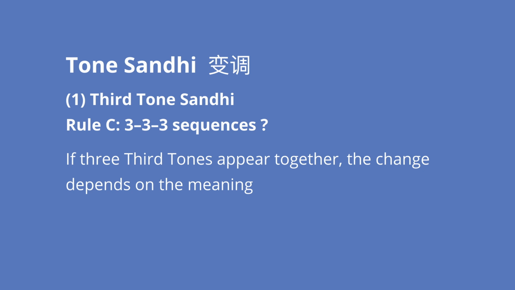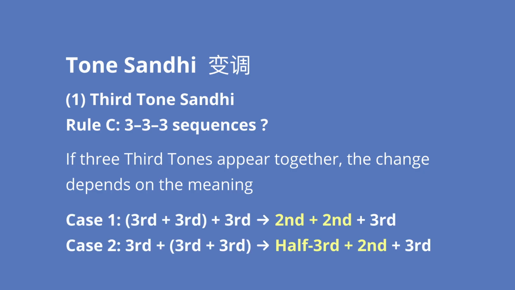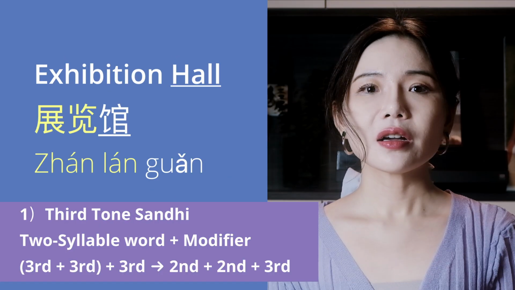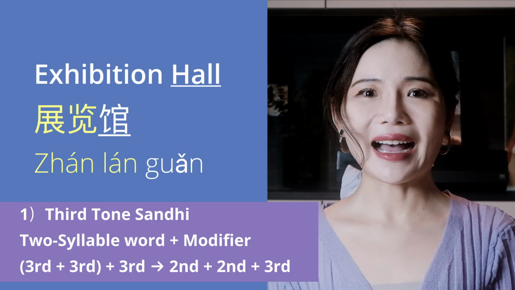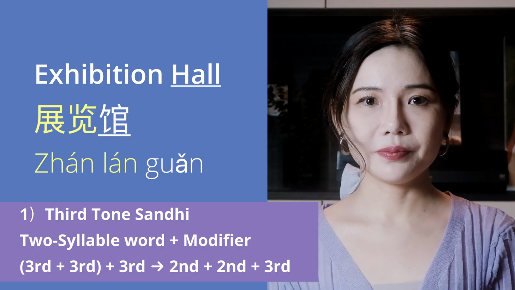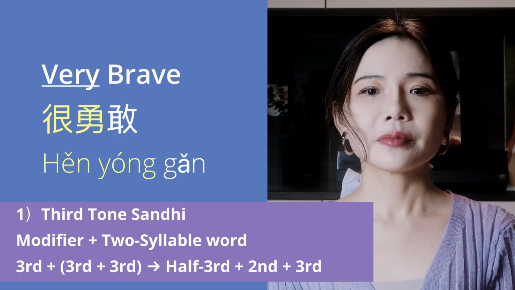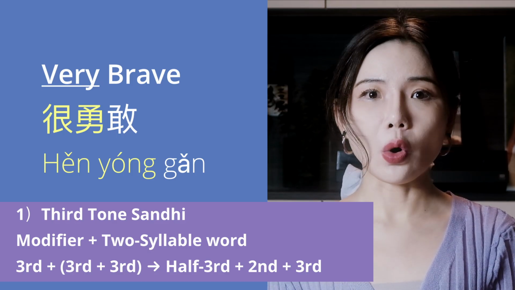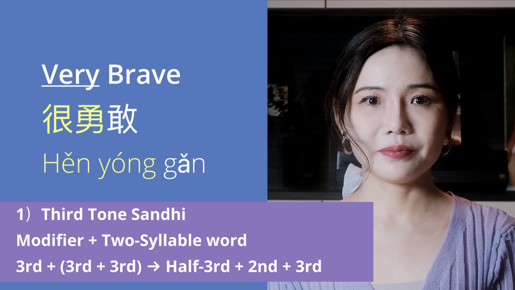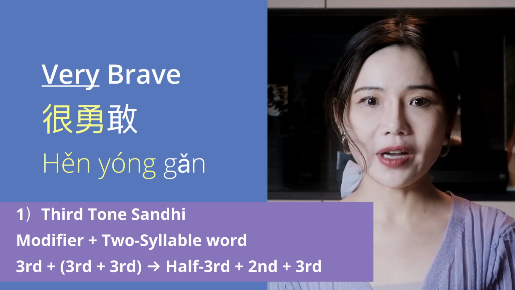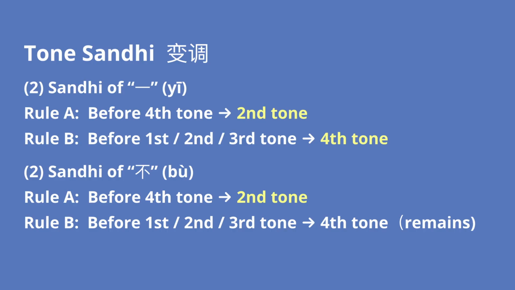If 3 third tone appears together, the change depends on the meaning. Is it 2-syllable words plus modifier or modifier plus 2-syllable words? The specific rules are listed as below. 展览馆，很勇敢. Okay, let's move on. We can discuss the rules for these 2 characters together.